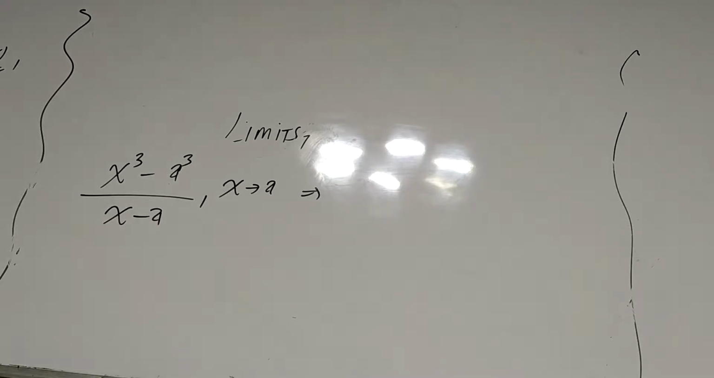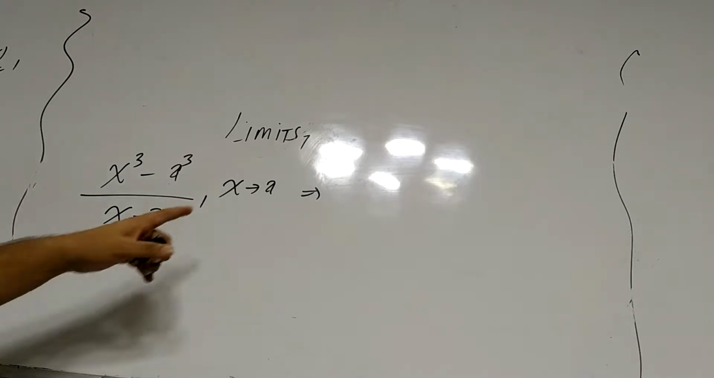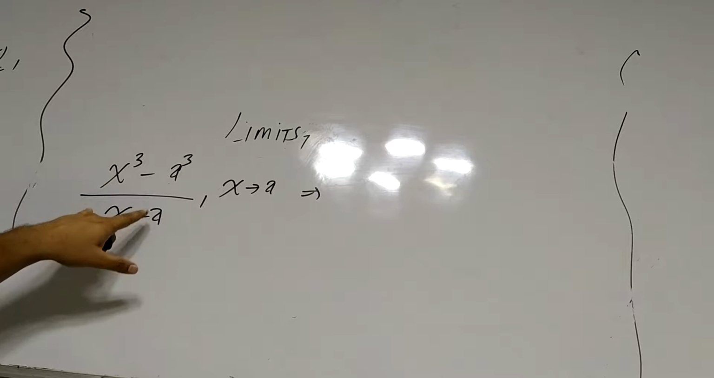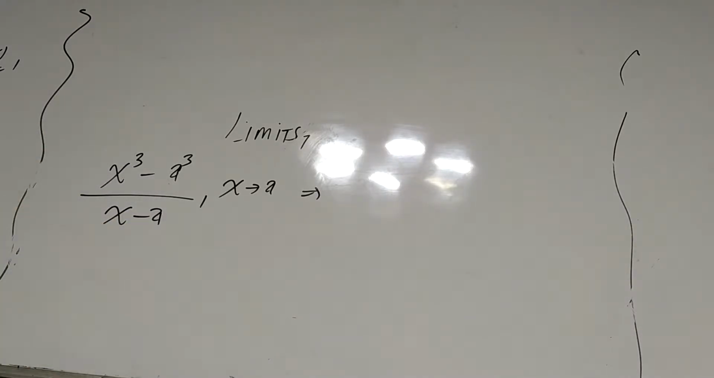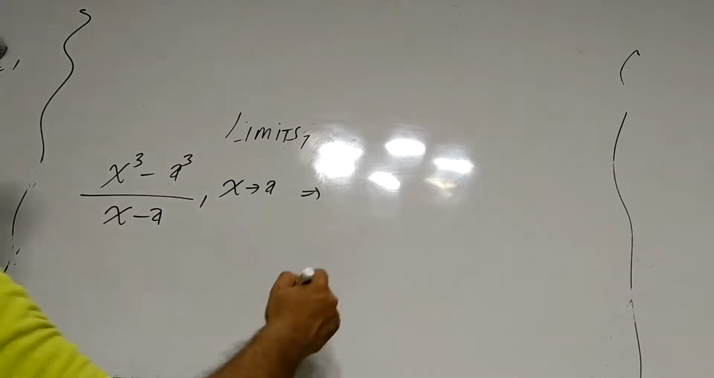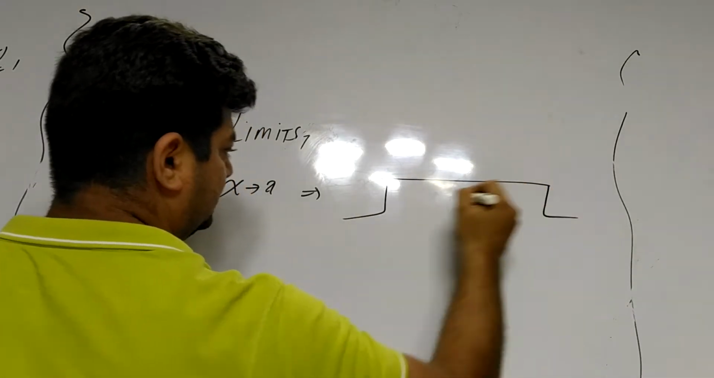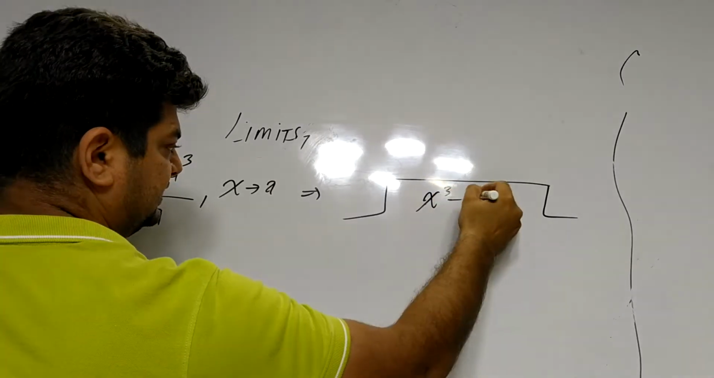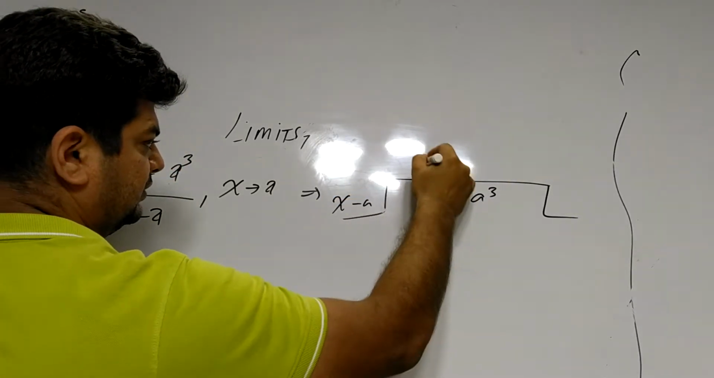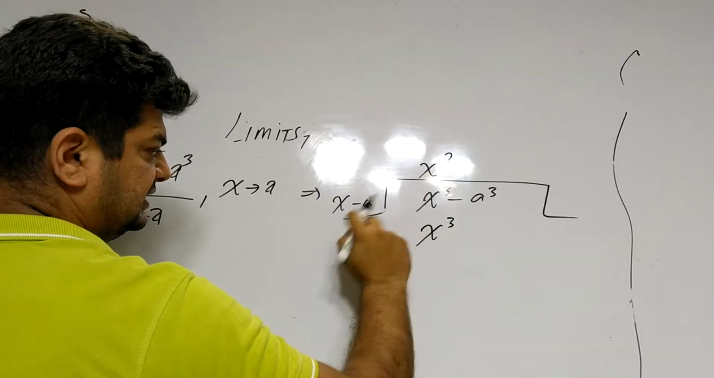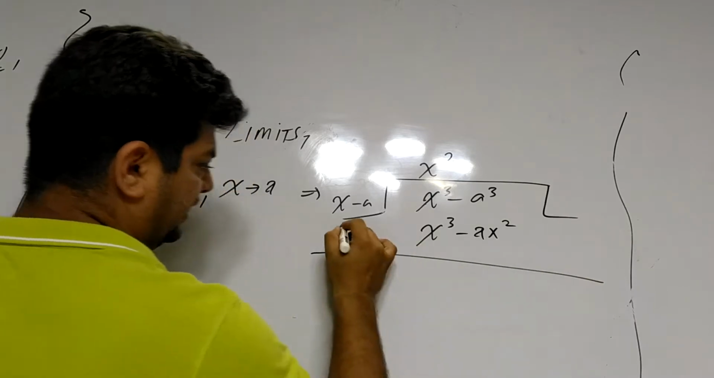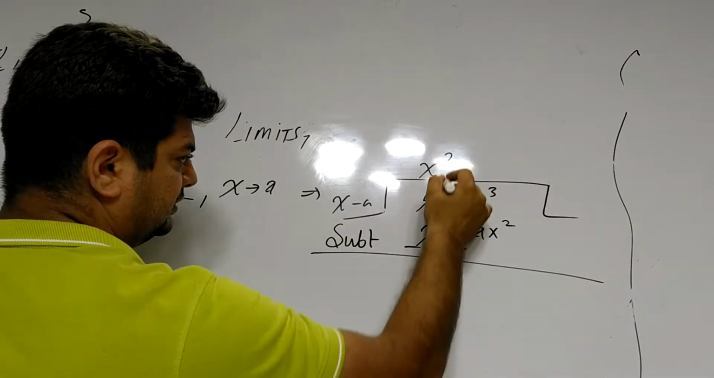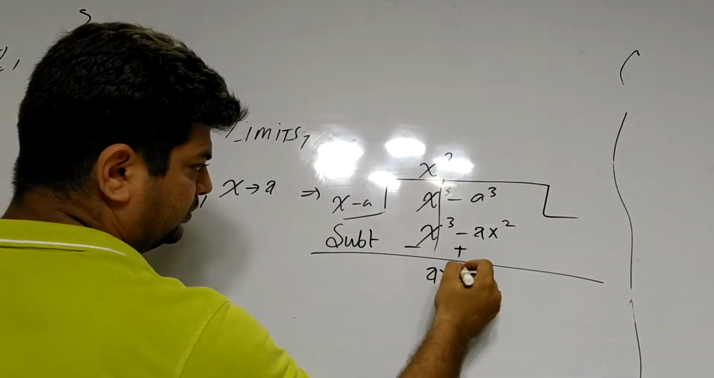A very interesting fact about polynomials is that a is a zero of this polynomial as well as of this polynomial. Therefore, both of them have a factor of x minus a. So if you divide x cubed minus a cubed by x minus a, you will get x squared. Just get the momentum: minus a into x squared gives minus a x squared. Then you have the responsibility of subtracting things out. Then you have a x squared minus a cubed.